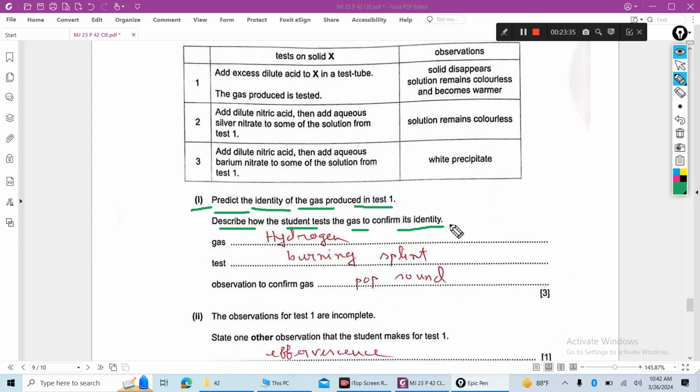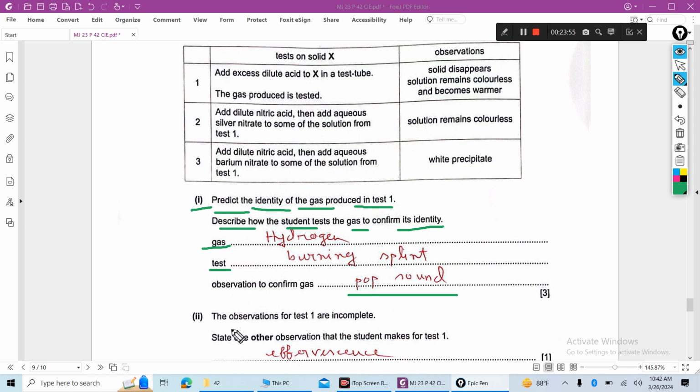Any metal reacts with acid to produce hydrogen gas, so the gas will be hydrogen. And the test is a burning splint. Observation to confirm the gas is a pop sound. I mean, hydrogen pops with a burning splint, with a lighted splint.